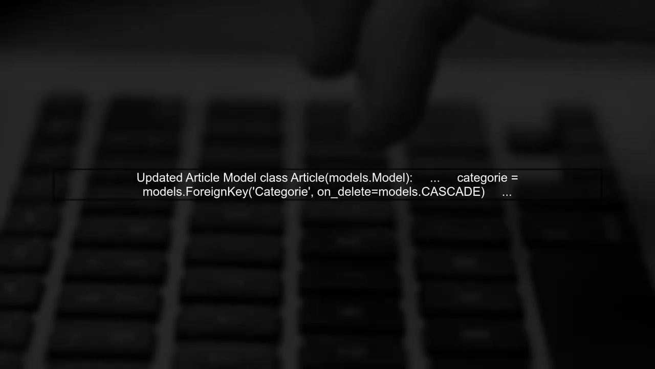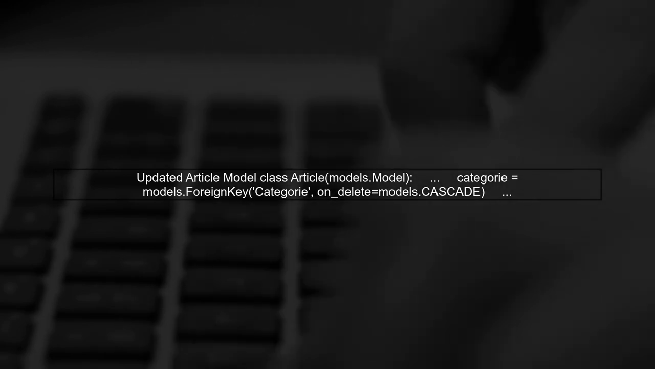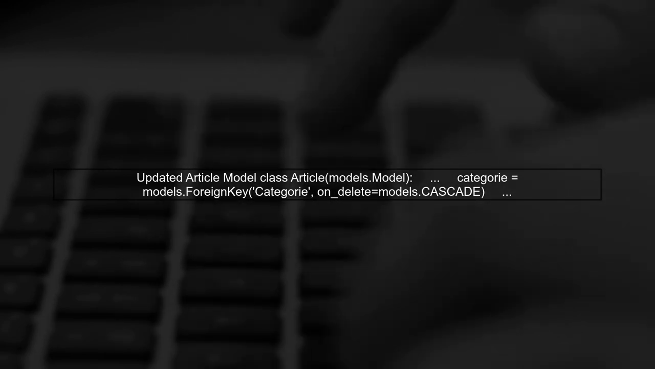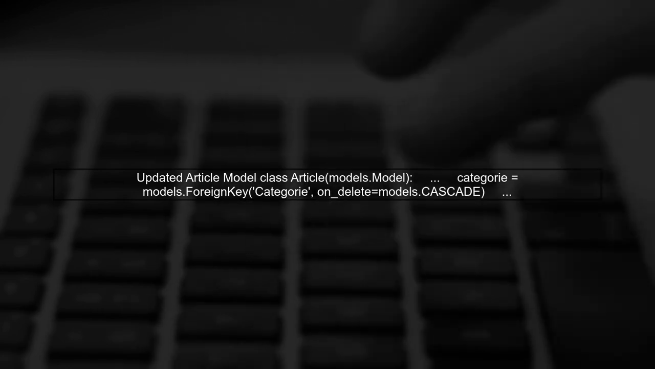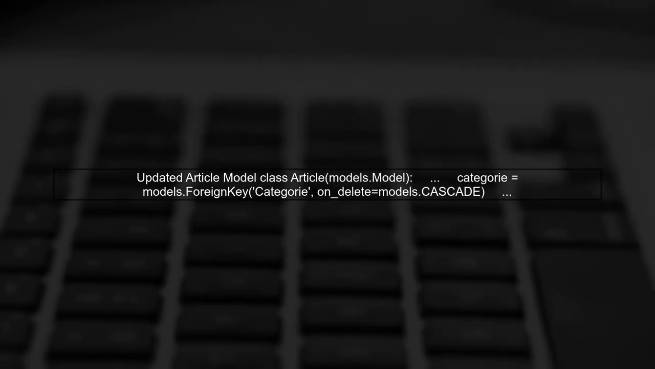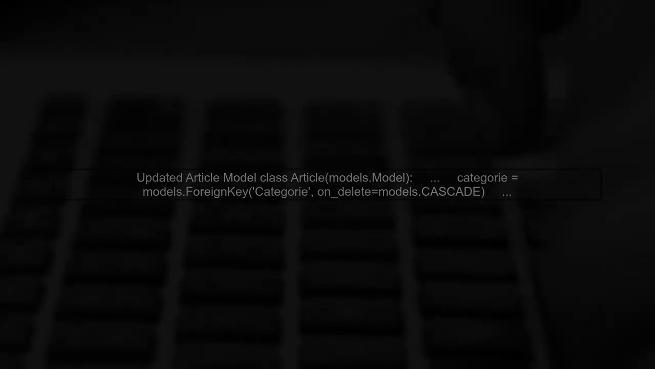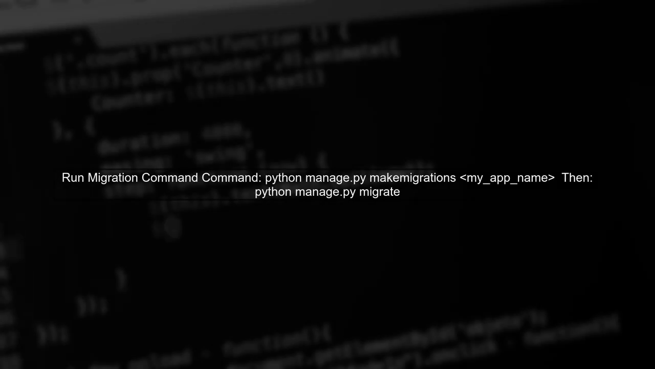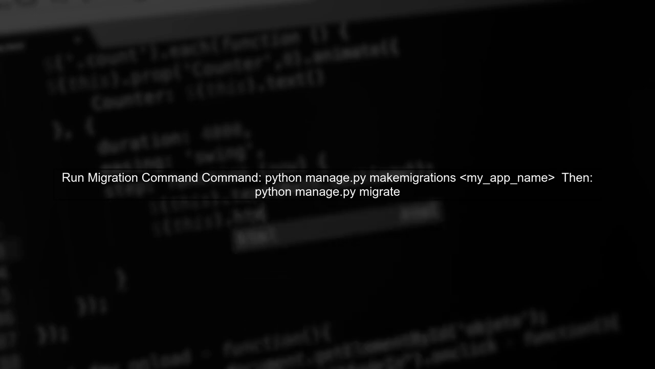Now, let's look at the updated article model with the correct foreign key definition. This ensures that your database maintains referential integrity. After making this change, you can run the migration command again. This will create the necessary database schema without errors.